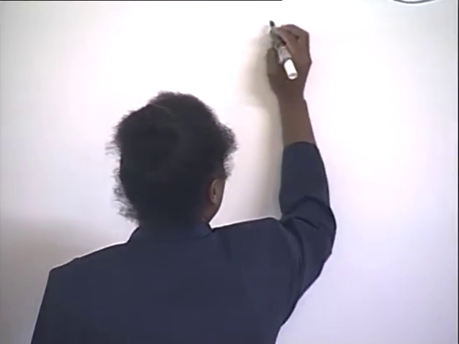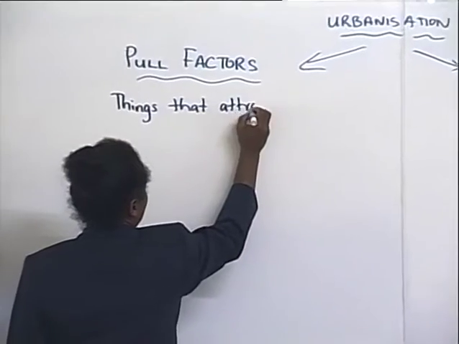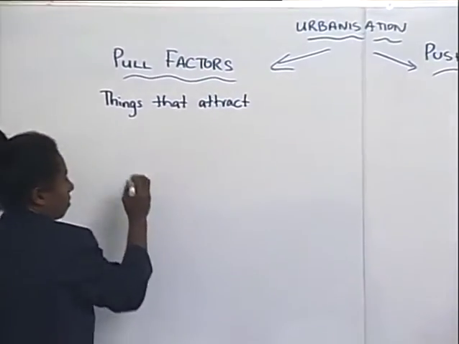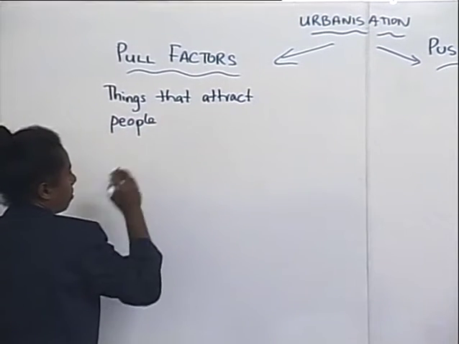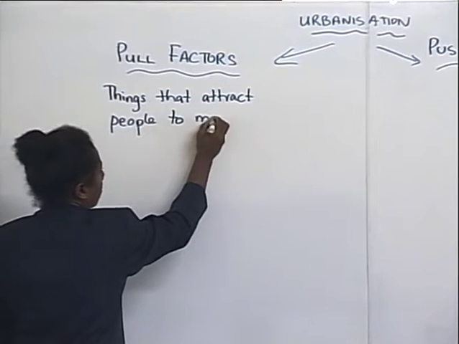Pull factors are things that attract people to move to a particular place. For example, the cities or the towns attract people from the rural areas to move due to better living standards and jobs, etc.